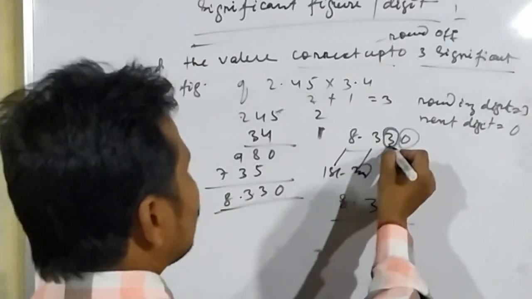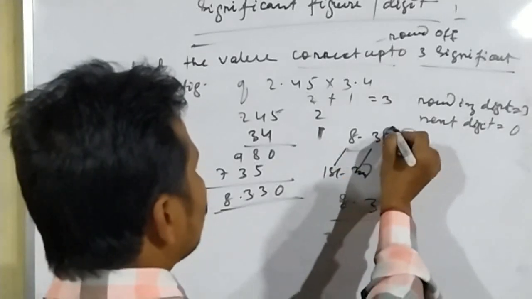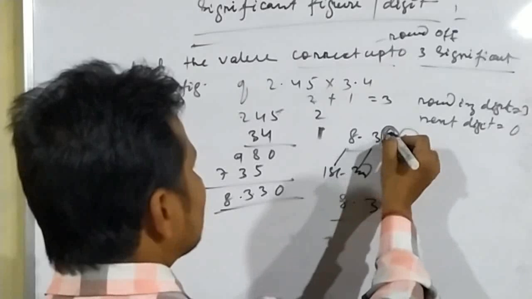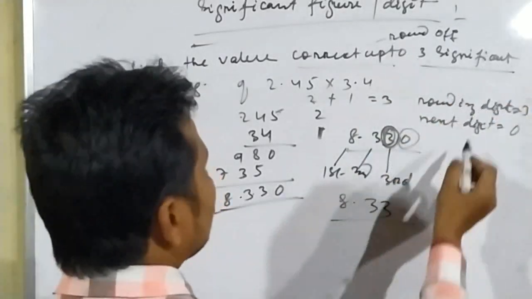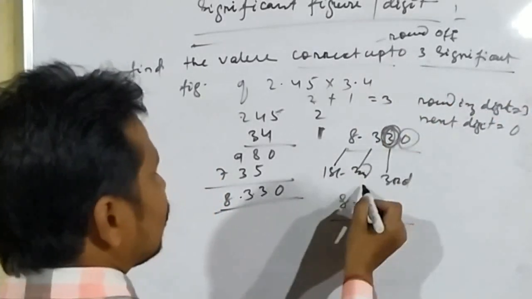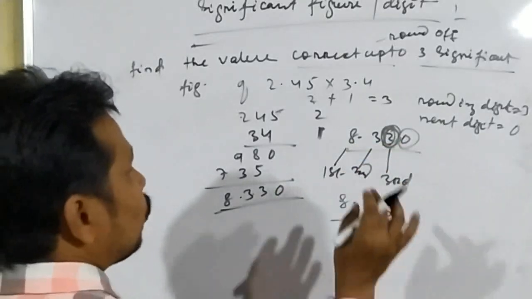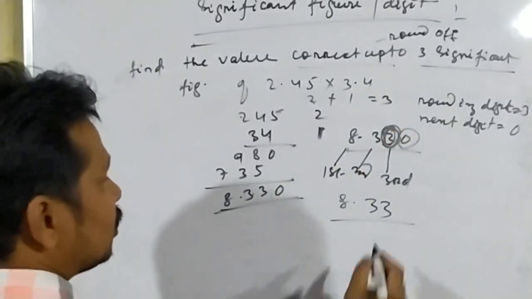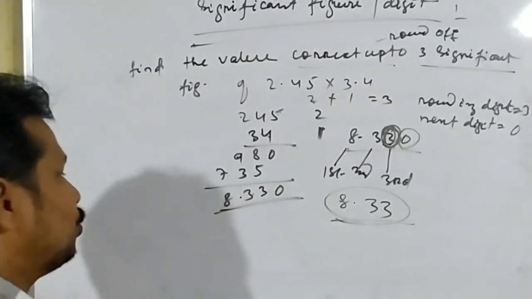Okay, so when we round up this 8.330 up to the second decimal place, because three significant figures is given, and three significant figures means the second decimal place. So when we round up to the second decimal place, the result will be 8.33.